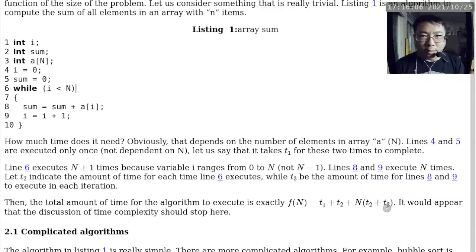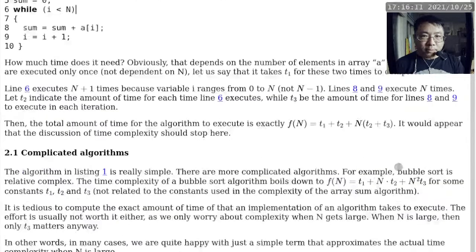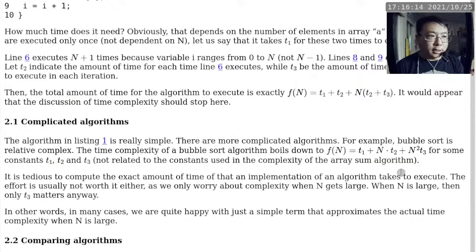But when you analyze more complicated algorithms, it gets a little more complicated. When we are dealing with bubble sort, there's one component for initialization, which only happens once, another component that happens n times, and another component that happens n squared times, because bubble sort has a loop inside a loop. So there's a component that executes proportional to the square of the number of elements in the array.